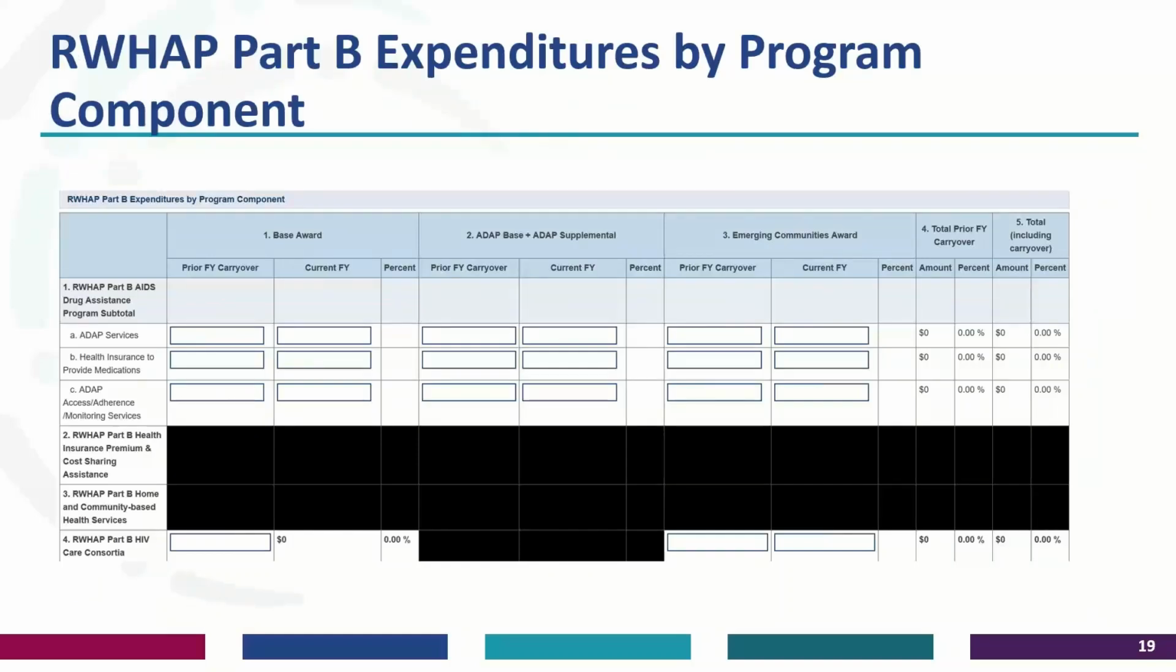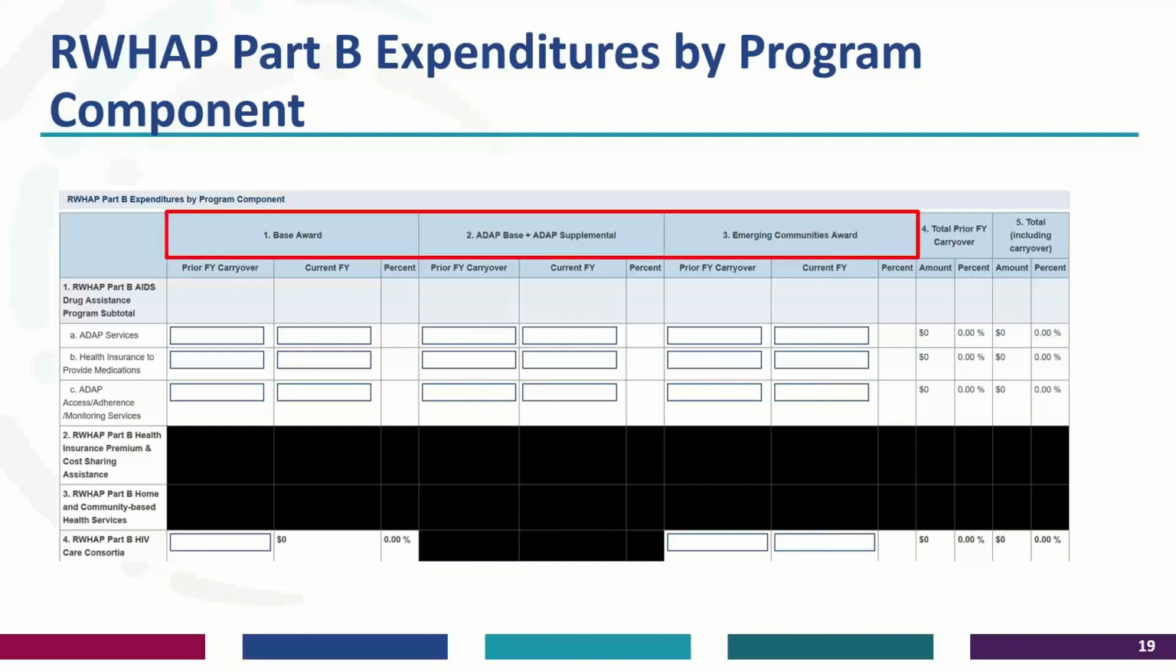So next is the Part B expenditures by program component. For this section, you will enter the amount expended for the listed services using the 3 funding source columns shown here: base award, ADAP base plus ADAP supplemental, and emerging communities. All 3 columns include fields where you will enter funding amounts under carryover and current award.